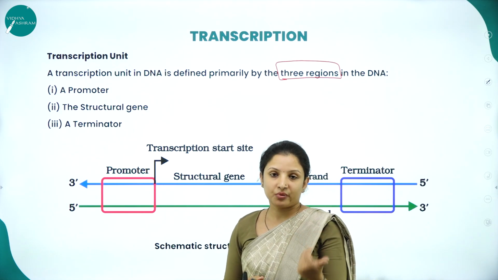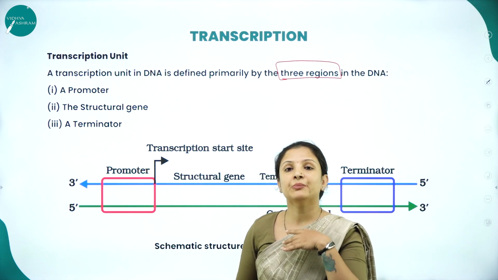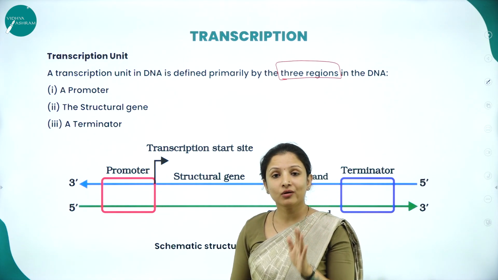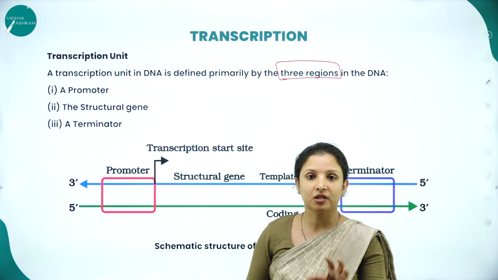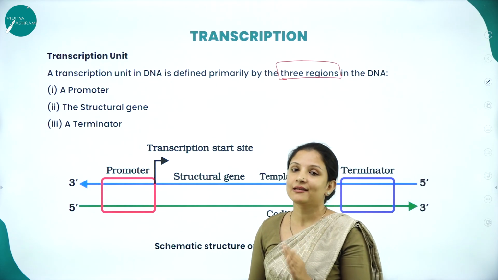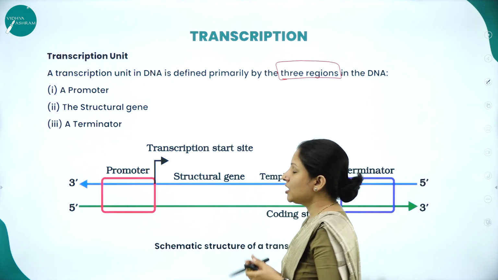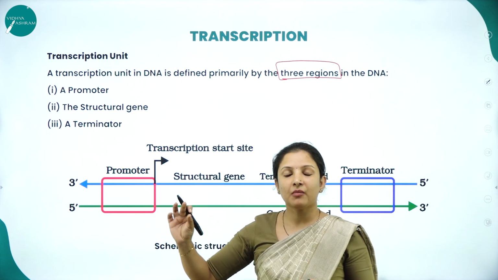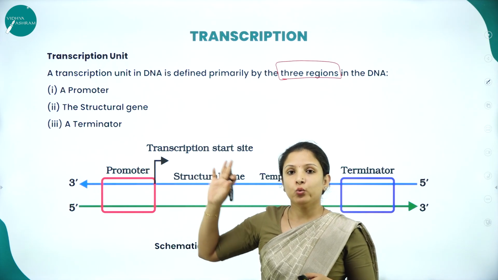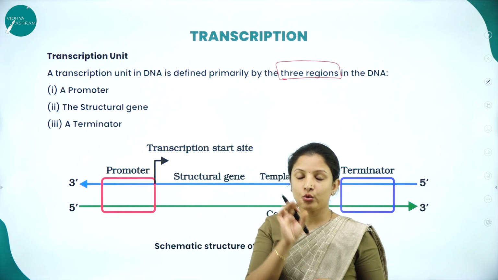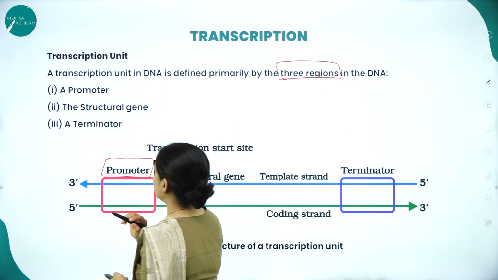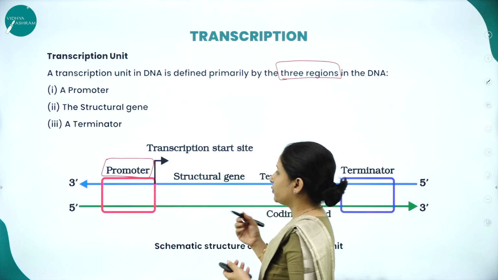Just like in the previous session I told you, replication cannot happen wherever it wants on the DNA strand, right? Replication can happen only at a particular sequence on the DNA, and that particular region we call the origin of replication. There only replication will begin. In the same way here, transcription, or the synthesis of the mRNA strand onto one of the complementary DNA strands, will start only from one particular region, and that region we call the promoter. So from the promoter region it will actually start.